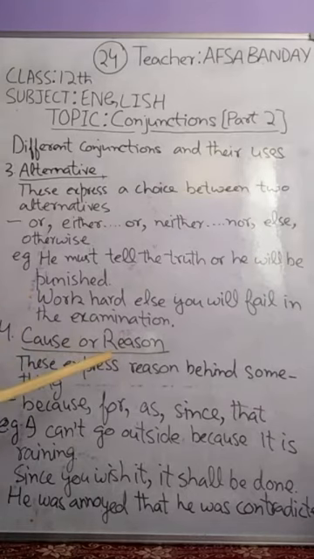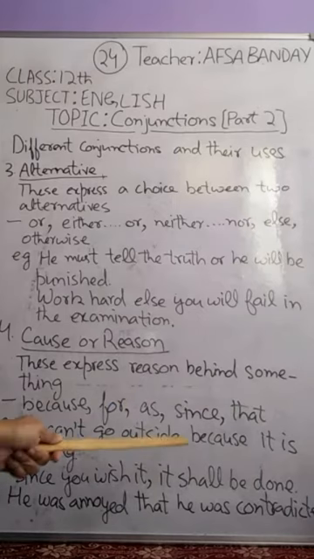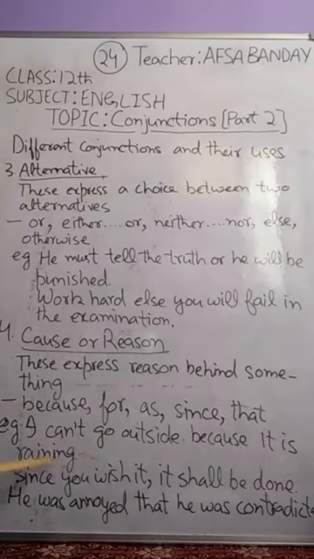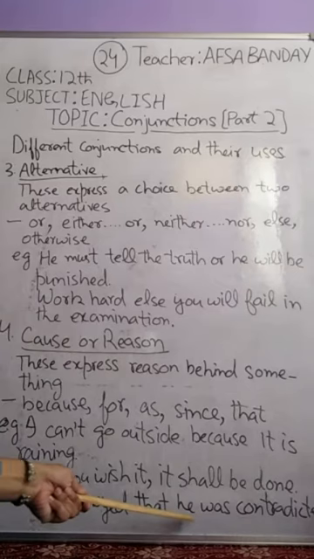Number four, cause or reason. These express the reason behind something. If something is happening, what is the reason behind it? It includes because, for, as, since, that. For example, we say I can't go outside because it is raining, or I can't go outside for it is raining. Since you wish it, it shall be done, or as you wish it, it shall be done. He was annoyed that he was contradicted, or he was annoyed because he was contradicted. So these are used for reason or cause.